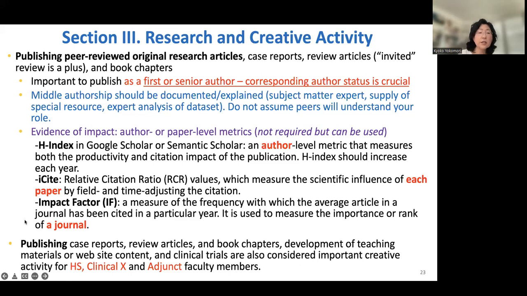So none of those are required, but if they can be used to highlight your accomplishment, by all means, take advantage of those. In other words, if your journal impact factor is not that high, you are not forced to list that. You can use this only if that has a positive way of highlighting what you accomplished. You know what I mean? So I think these are just the tools to really put in a context to explain or highlight the impact of your science and you as a scientist.